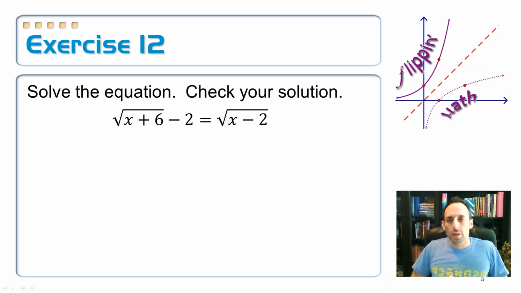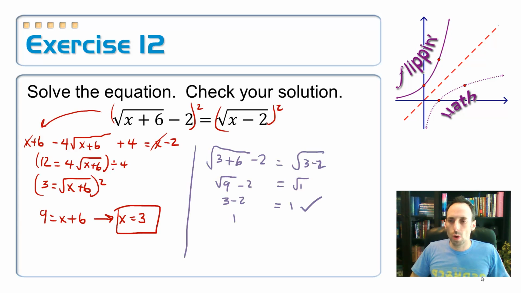Alright, so it turns out that I don't think that one was quite as tough as the last one, was it? Because you didn't get a quadratic when you were done. Whenever you squared both sides there, the left-hand side, that's the one that turns into the binomial, and you still get a square root. You get negative 4 times the square root of x plus 6.